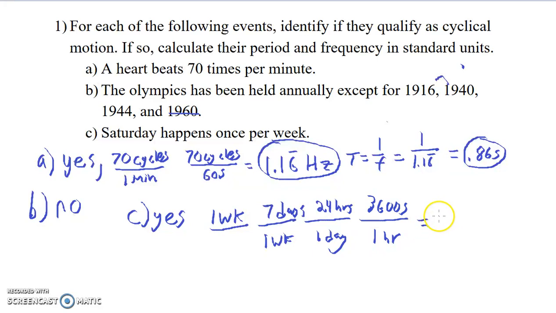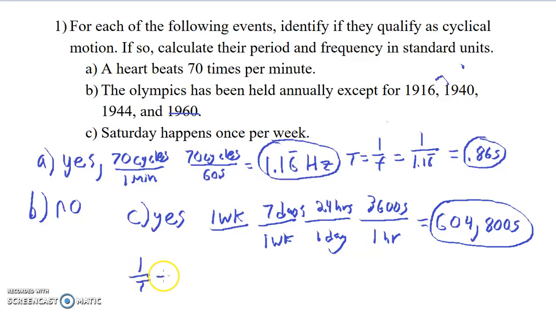If we do that out, we're going to get out what? It's a lot. It's 604,800 seconds. 604,800 seconds is the period. This is T. And then again, to get the frequency, it's kind of the opposite of what we did before. So 1 over the period is going to give us the frequency. So we're going to get 1 over 604,800. And that's going to give us a frequency of 1.65 times 10 to the negative 6 Hz, hertz.